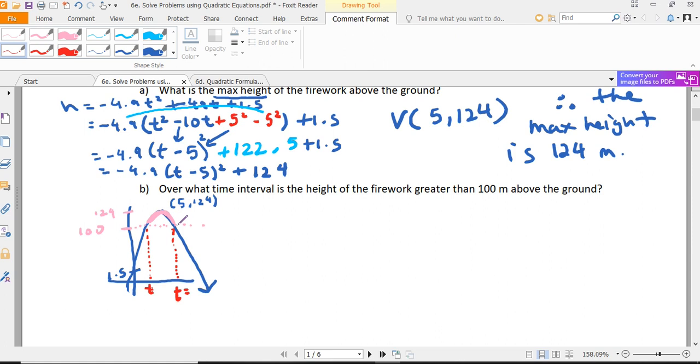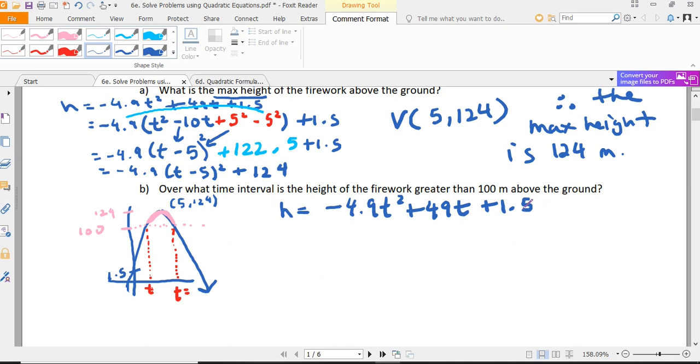Question is, how do we find those times? Well, do I have a formula for the height of this firework? I sure do. The height of this firework is h equals negative 4.9t squared plus 49t plus 1.5. And this is taken directly from the equation.